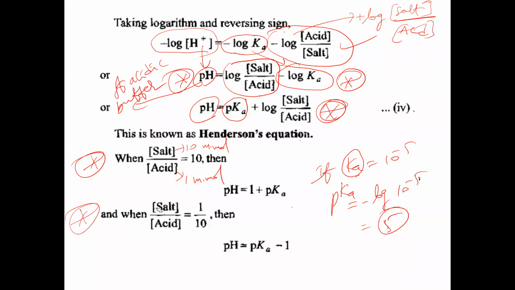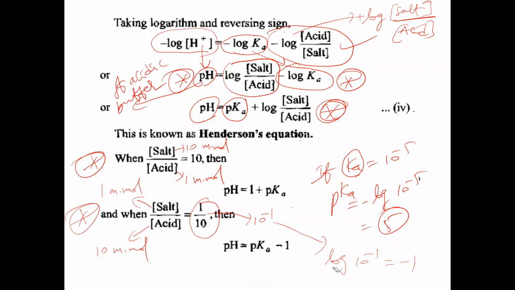The second important point: now salt is 1 millimole and acid is 10 millimoles. We have taken salt concentration 1 millimole and acid concentration 10 millimoles. In that case, salt by acid is 1 by 10, which means 10 power minus 1. Now log 10 power minus 1, how much? Log 10 power minus 1 is equal to minus 1.